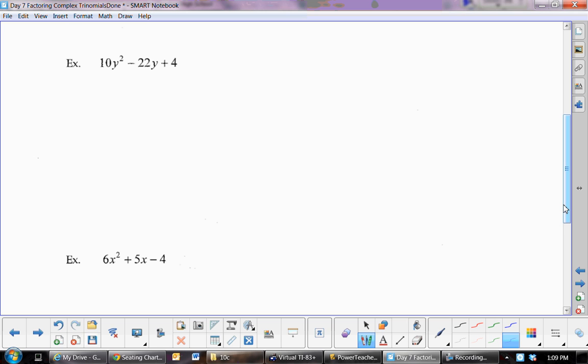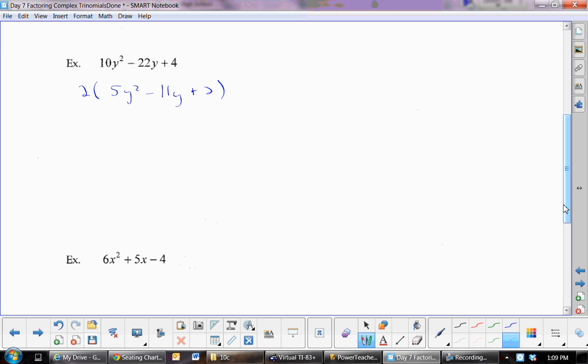Huh? Okay, so what can I take out? 2. So that would leave me with 5y squared minus 11y plus 2. Now that 2 doesn't go away. It's got to stay there the whole time. But you will find that these are very difficult to do. Even if I threw a type 1 in here. Now this is a type 2 with a GCF. But if you had a GCF that made it a type 1, can you switch gears fast enough to go to type 1?